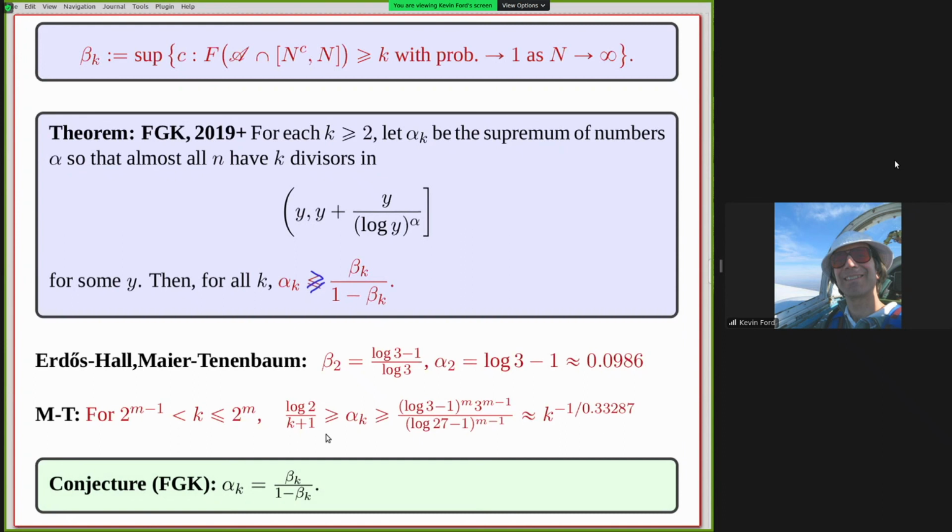Another takeaway from this is that the lower bounds are the same for every k between consecutive powers of 2. So in particular, Meyer-Tenenbaum's lower bounds for k equals 3 and k equals 4 are exactly the same. In other words, they did not know how to pack 3 close divisors in a short interval any better than packing 4 divisors in a close interval. So that was another important unsolved problem.